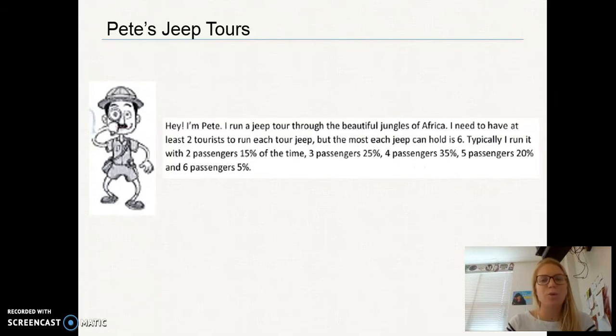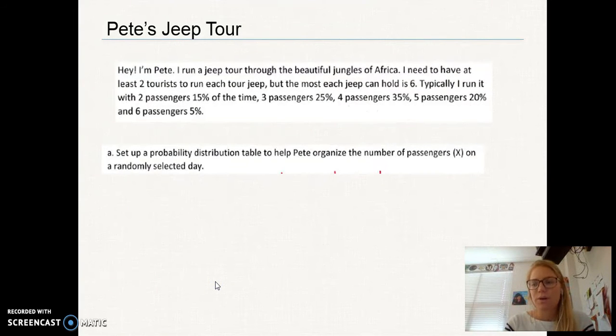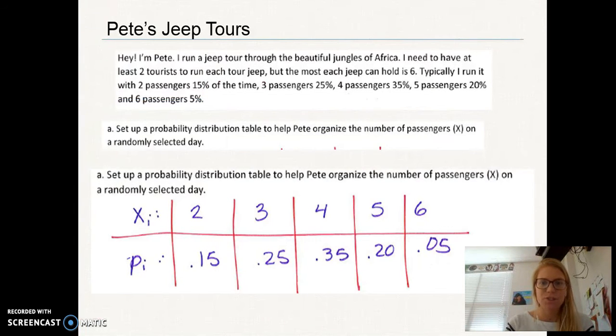So as usual, what we're going to start off with first is setting up the probability distribution. So we see there's 15% of the time he's going to end up with just 2 passengers, 25% of the time he's going to have 3 passengers, and so on. So take a minute, pause the video if you need to, and set up the probability distribution, which would just be our little chart that we've been doing in class to represent Pete and his Jeep tours. So here's what it should look like. 2 people, 15% of the time, 3 people, 25% of the time, 4 people, 35% of the time, and so on.